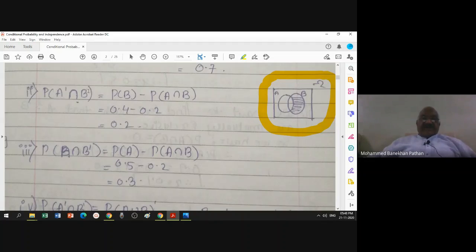Locate your event inside the Venn diagram. What does the event say? A dash, A complement. How to write it? In the description, outside of A, common with B. So I take the outside part of A which is common with B. This area I want. So easily, how can I write it? I take the entire circle of B minus this unshaded part, which is the common of A and B. So your Venn diagram says P of A dash intersection B equals P of B minus P of A common B. Put values, get the answer.